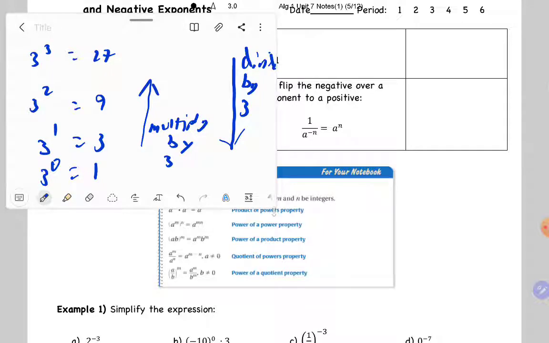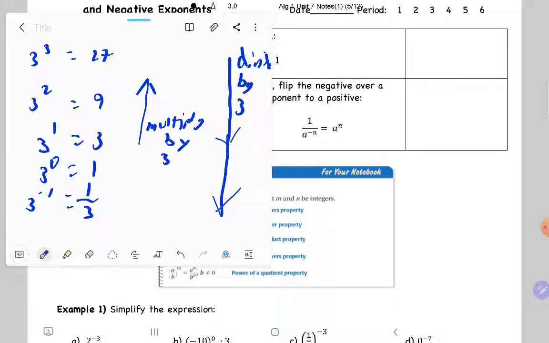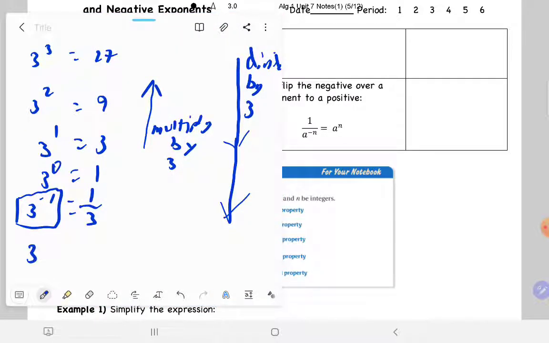And now you might be thinking, what if we have negative numbers? So let's keep going. If I go down more, I'm going to continue this same pattern. Divide by 3. So this is 1 divided by 3. So that is what 3 to the negative first is, just 1 over 3. And if I keep going even more, this is 3 to the negative second. So I divide by 3 again. So 1 divided by 3 is the same thing as 1 divided by 3 times 3 here. So this is 1/9.